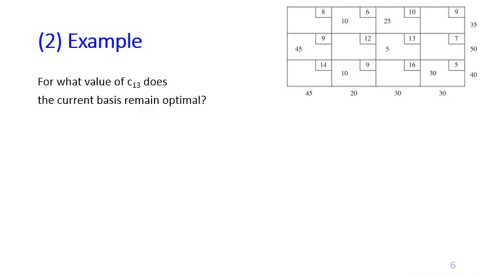So in this example, we are going to change C13. So this is the original C13, $10. And you can see X13 is a basic variable because the cell has a value. So it is a basic variable. Now the question is, for what value of C13 does the current basis remain optimal?